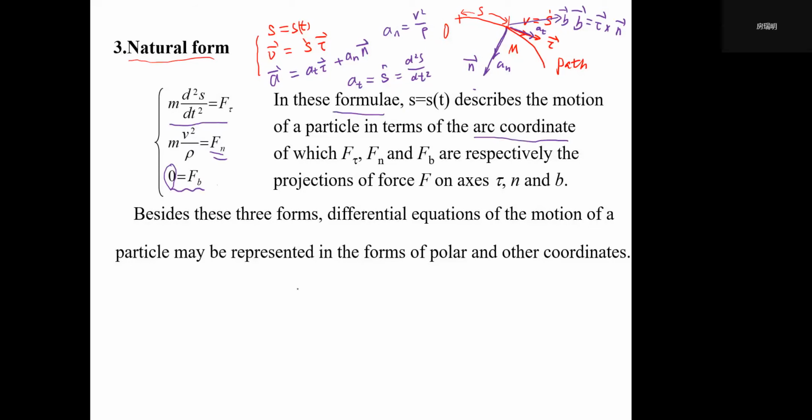If I give you another conclusion: if we have a particle here and a lot of forces acting on the same particle, you will find all these forces constitute a concurrent force system. Concurrent. Do you remember what we learned about the concurrent force system?